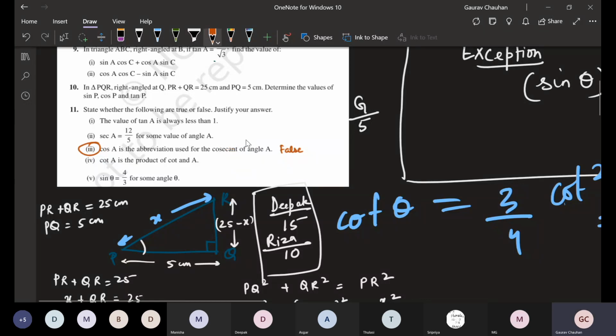Yeah. Let's quickly do the fourth one also. Fourth one, very important question, very important for our understanding. Cot A is the product of cot and A. We discussed this exact thing. I want to hear from Bindu. Bindu, what do you think? Cot A is the product of cot and A. Is this true or false? Sir, I think it's false, sir. It is false. And why so? Because cot A is not the product of cot and A, sir, because it is the cotangent of angle A.